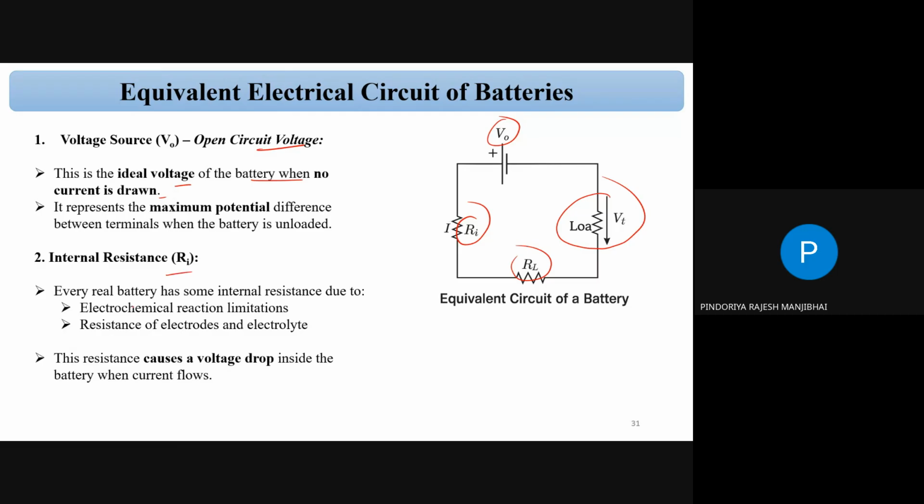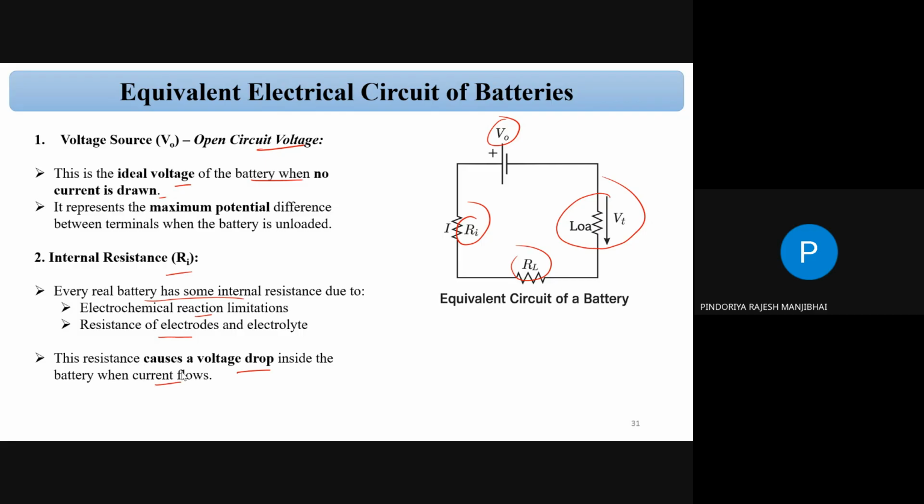Internal resistor. Every real battery has some internal resistor due to the electrochemical reaction and the resistance of the electrode and the electrolyte. Every material has an internal resistor, correct? This resistor causes a voltage drop inside the battery when current flows. So the internal equivalent circuit of a battery is very simple. We can say one is the battery open circuit voltage, one is the internal resistor, one is a load resistor, and another one is the terminal voltage.